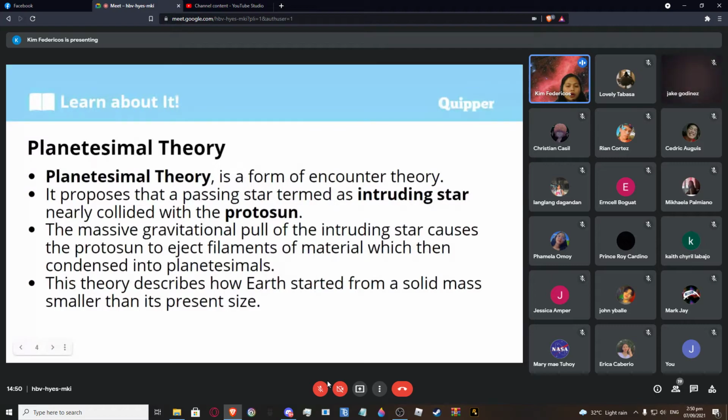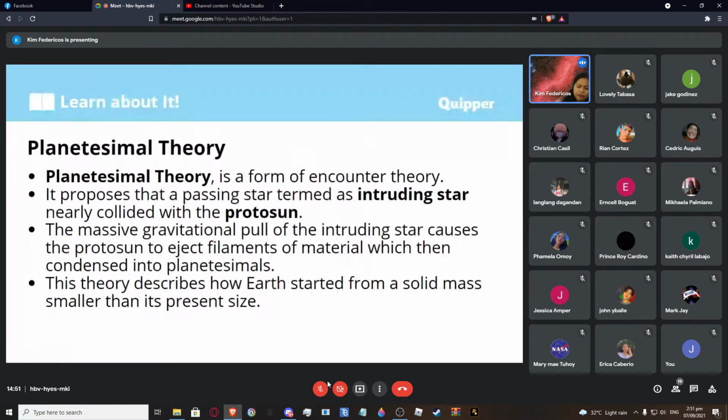Now, there are two forms of encounter theory. So we have the planetesimal theory and the tidal theory. The planetesimal theory is a form of encounter theory. It proposes that a passing star, termed the intruding star, nearly collided with a protosun. The massive gravitational pull of the intruding star caused the protosun to eject filaments of material which then condensed into planetesimals. This theory describes how Earth started from a solid mass smaller than its present size.